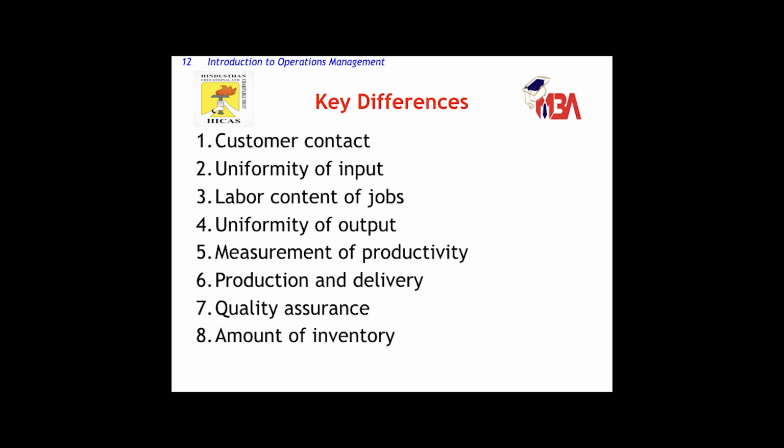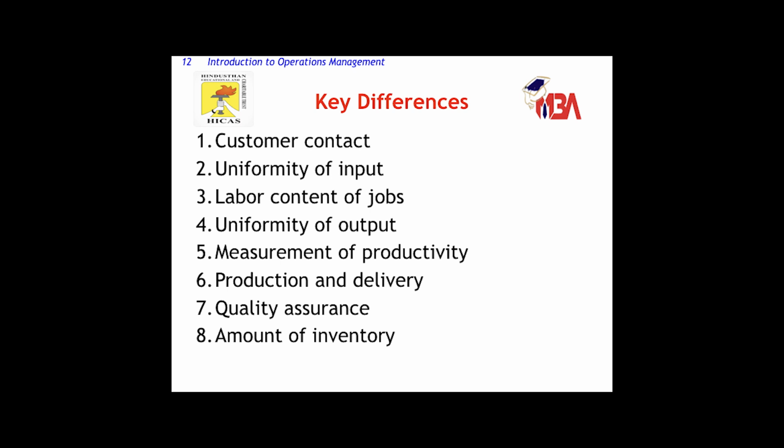Take the same example of education: a number of students are admitted in a college, and each one is taken into a particular course. A number of patients are admitted in a hospital, each one requires a different treatment and they come out as a different person. You go to a hotel, each one has certain dishes and you are happy with the individual dishes which you order. So the uniformity of output is less in the service industry.